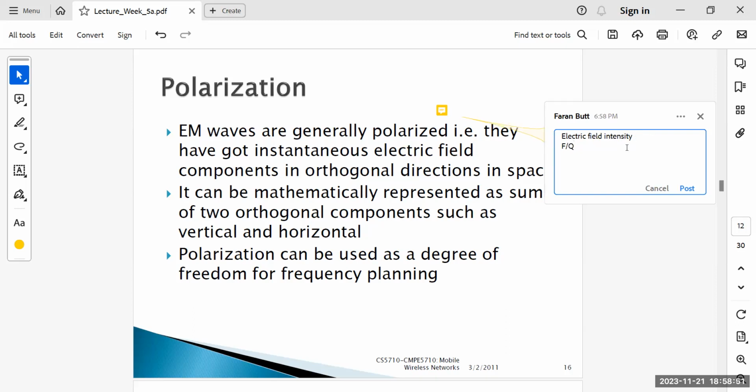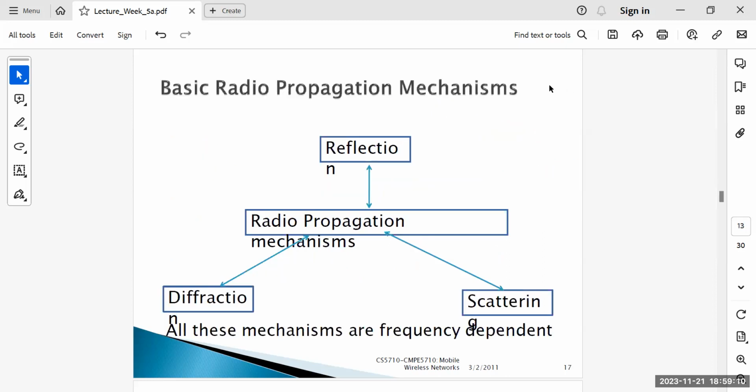Because in case of any kind of propagation, the electrical field intensity is perpendicular to the magnetic field intensity, and that is perpendicular to the direction of the propagation. So all of these things are basically orthogonal to each other, and that is why polarization has quite a bit of significance.